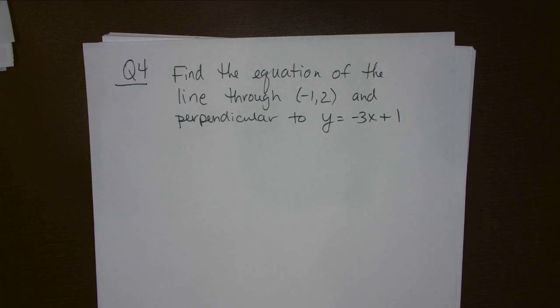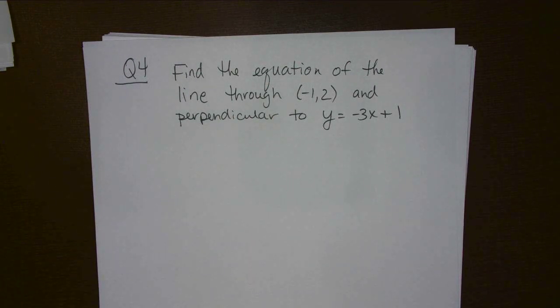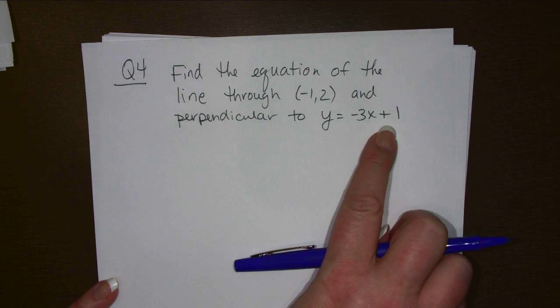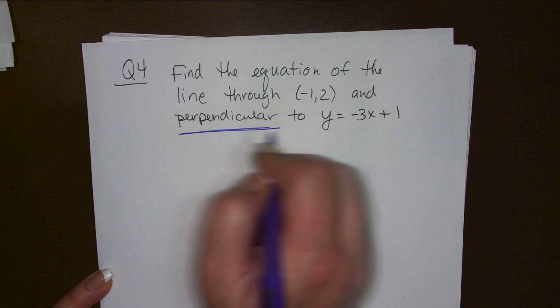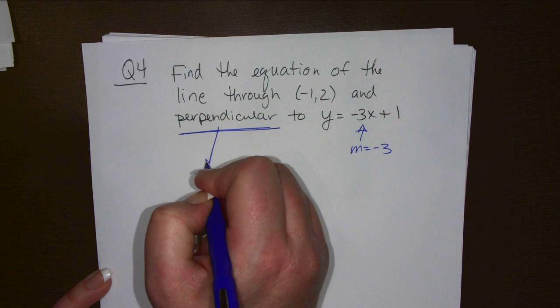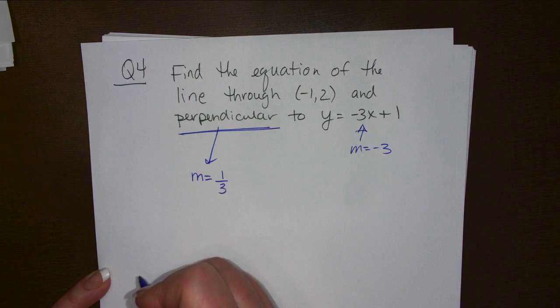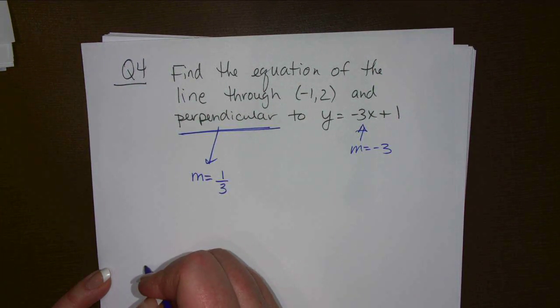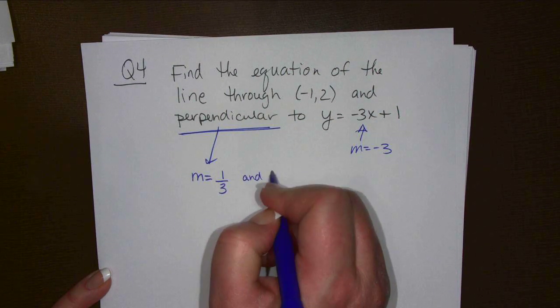Okay, so find the equation of the line through the point (-1, 2) and perpendicular to y = -3x + 1. So perpendicular, the slope of this line is -3, and the perpendicular slope would be positive. You change the sign and do the reciprocal, 1/3. So we want to use the slope perpendicular to that and the point (-1, 2) to find an equation.